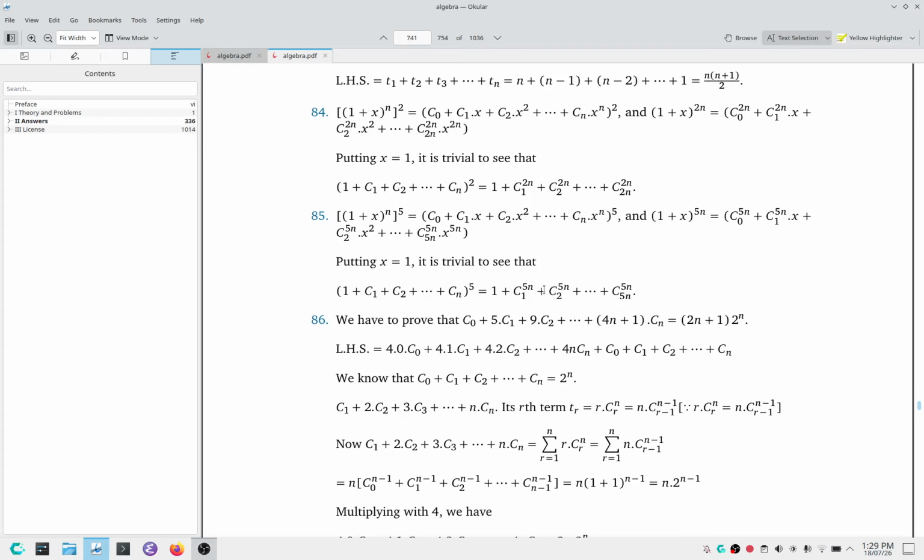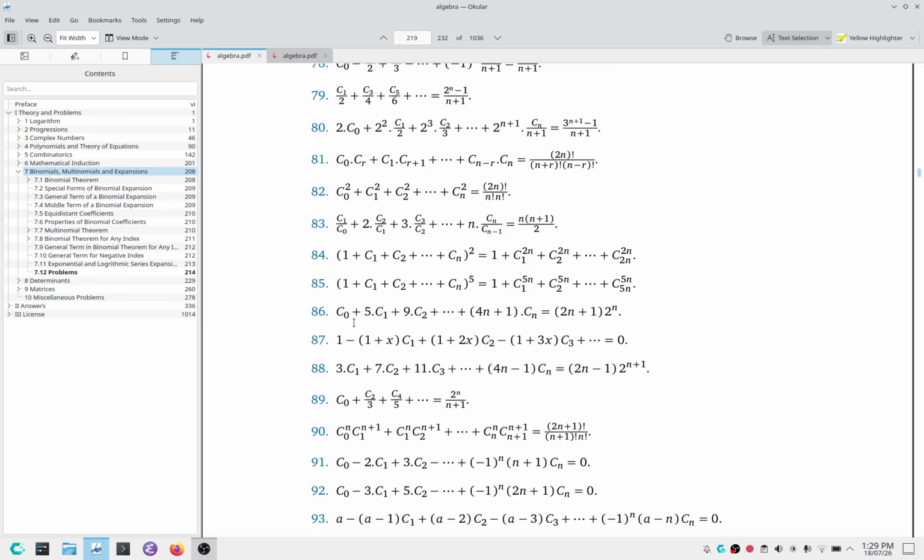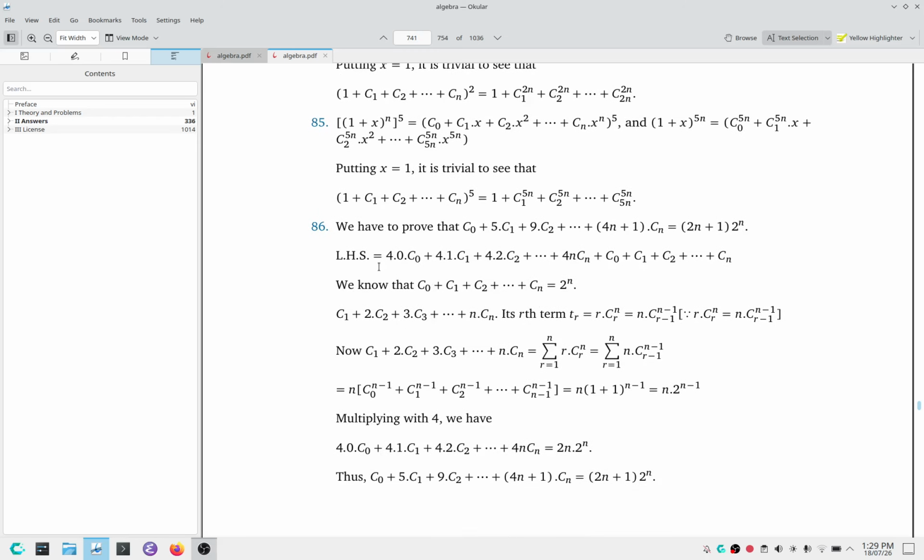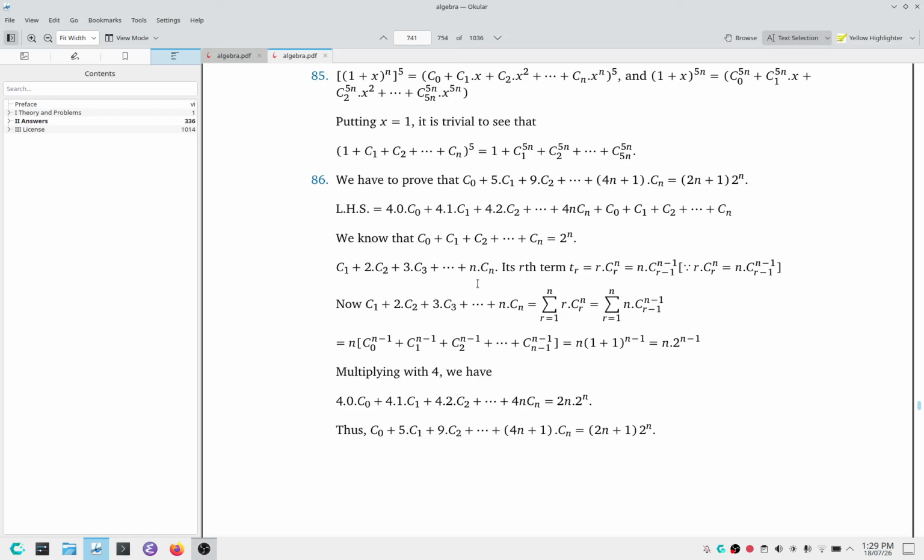Question 86 says that we have to prove that C0 plus 5 C1 plus 9 C2 up to (4n+1) Cn is equal to (2n+1) times 2^n. So the left hand side we can write as 4 times 0 C0 plus 4 times 1 C1 plus 4 times 2 C2 up to 4n Cn plus C0 plus C1 plus C2 up to Cn. We know that C0 plus C1 plus C2 up to Cn is equal to 2^n.